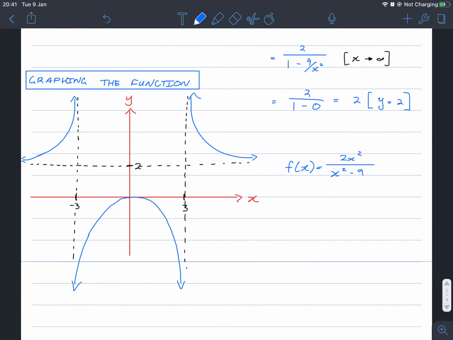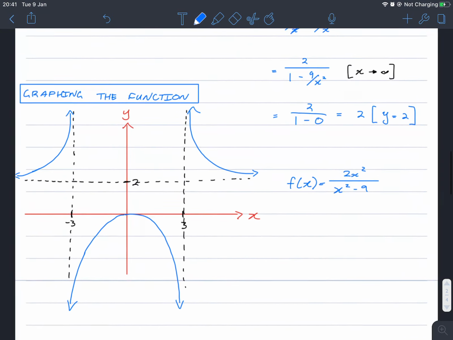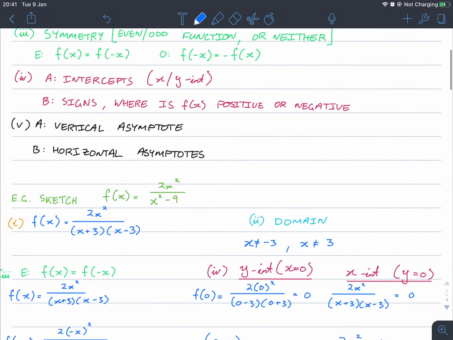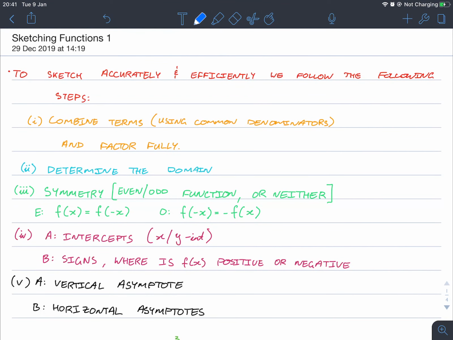So I hope that gave you an insight into graphing these functions. I know it's a long process, but I hope you saw an insight into graphing these.